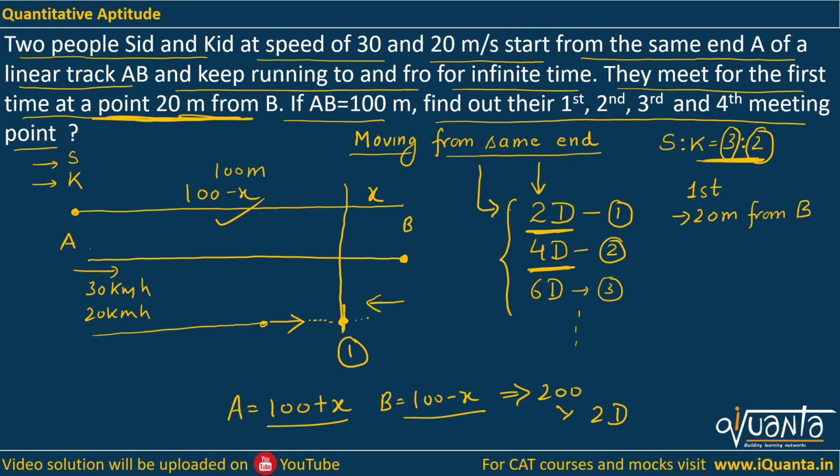Similarly, for the second meet, they will cover 4D distance, then 6D. I hope this is understood. This is very important, because then you won't have to remember this 2D, 4D, 6D every time.